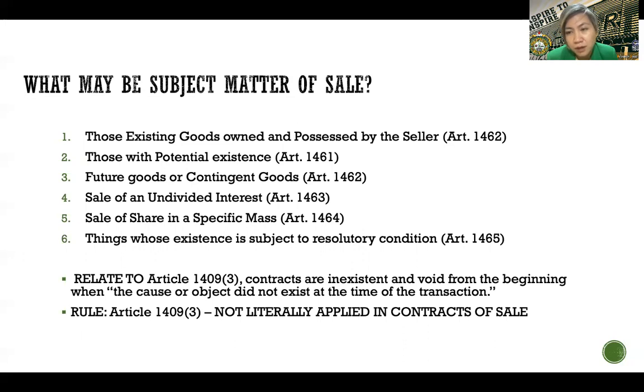So the rule is that Article 1409 subparagraph 3 is not literally applied in contracts of sale. Because 1409 is found in the law on obligations and contracts. So that's the general rule with respect to contracts. But when it comes to the nominate contract of sale, which has its own chapter in the Civil Code, we apply 1461 to 1465. And this expressly authorizes the parties in a contract of sale to have a subject matter, things which are not yet in existence at the time of perfection. Okay?